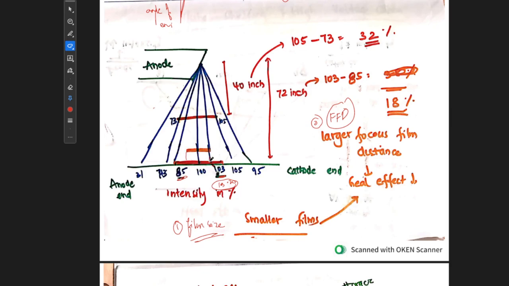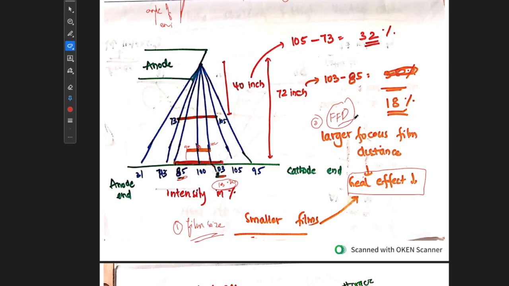the difference will be very less. It is some 90s and this is around 102. So there is only a 10 variation in intensity of X-ray for a smaller film. So if we use a smaller film, the Heel effect decreases, when compared to larger films.